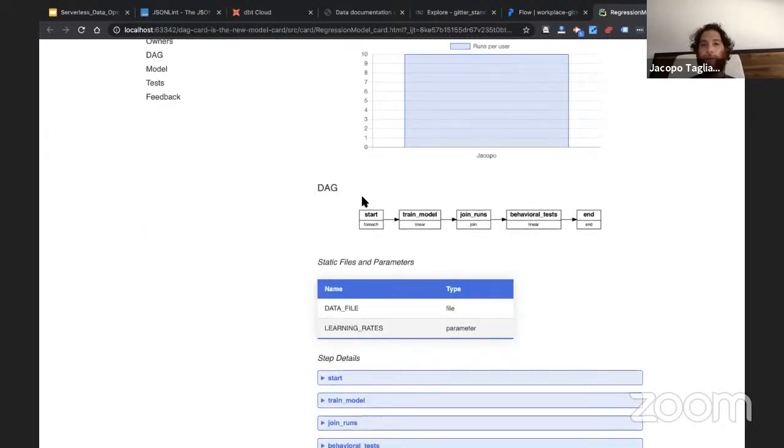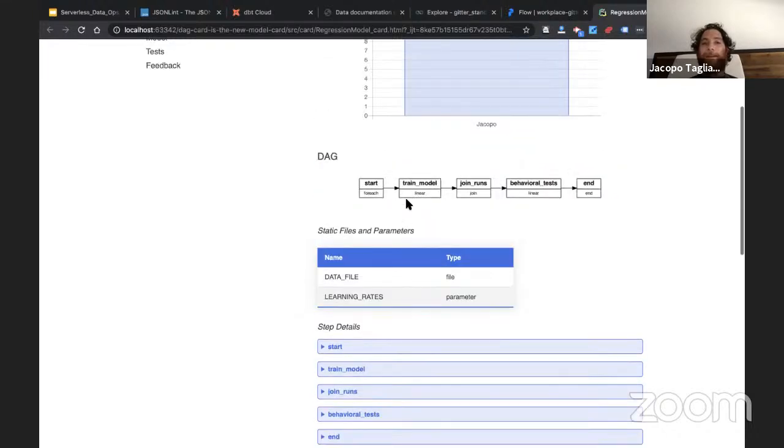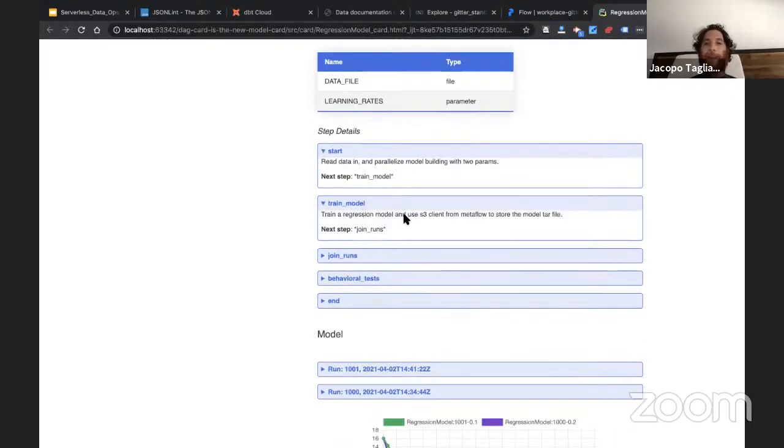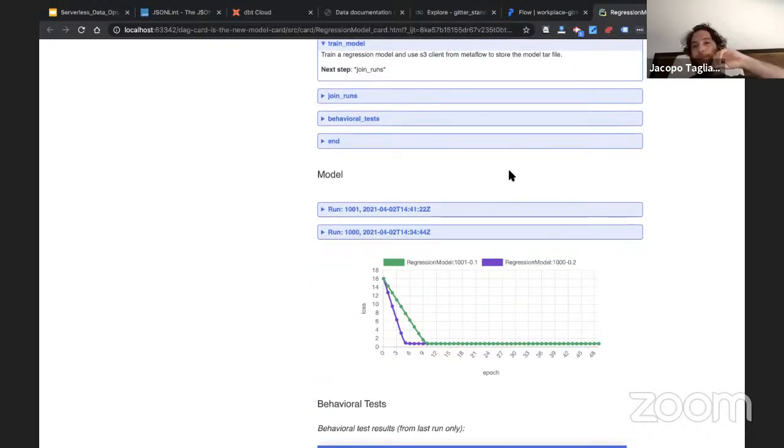It tells you this is the structure of the DAG, which is very simple: train model, join runs, test, end. It tells you which parameters the DAG accepts, and it gives you the details. So for each of the steps here, you're going to have a description of what happens and what comes next. Then there's a second part, which is the runs part, which does not refer to the general structure of the DAG, but refers to individual runs. That is, what happened the last two times that we ran this.